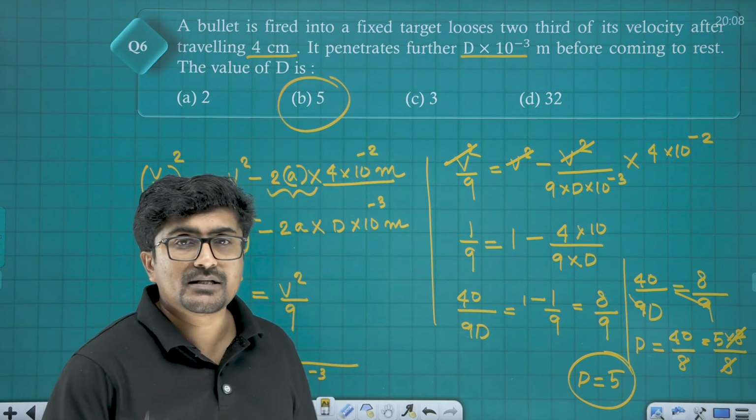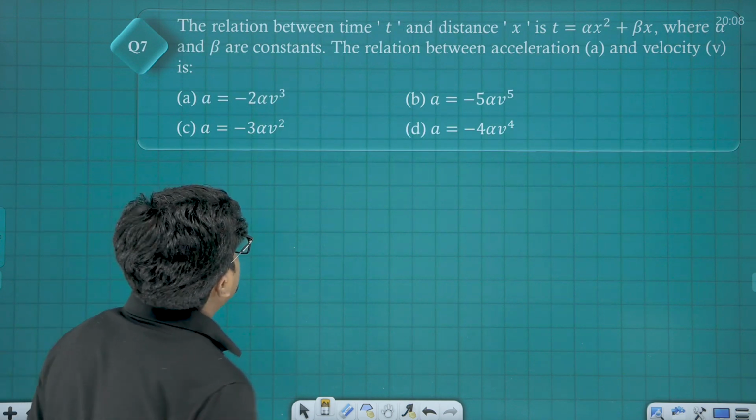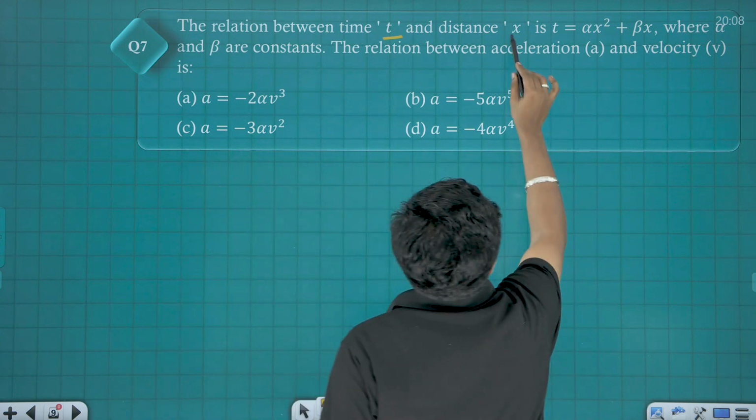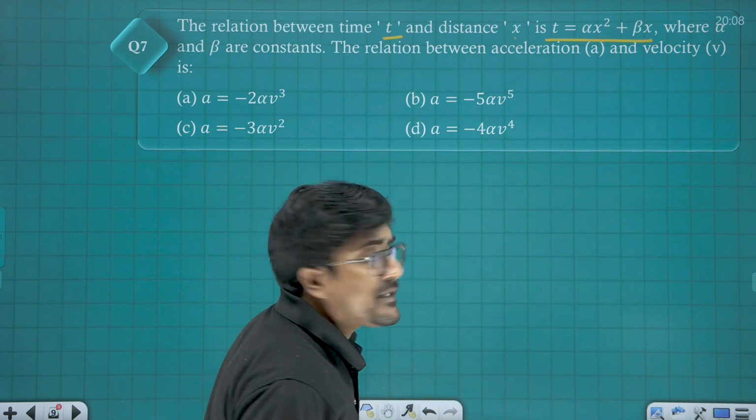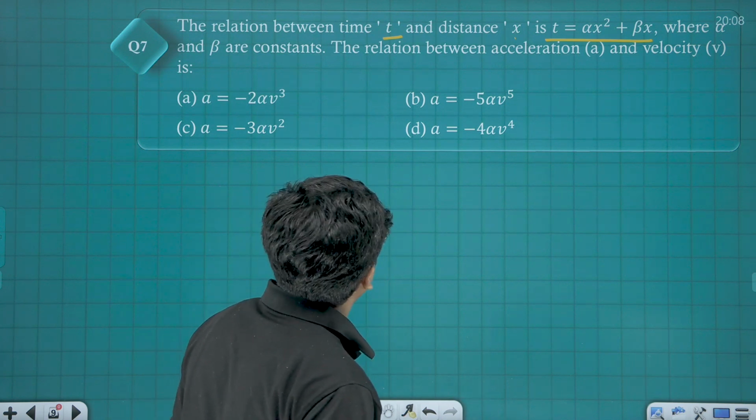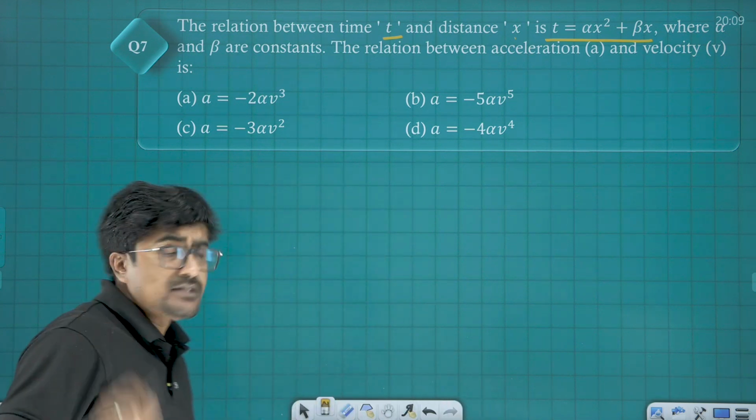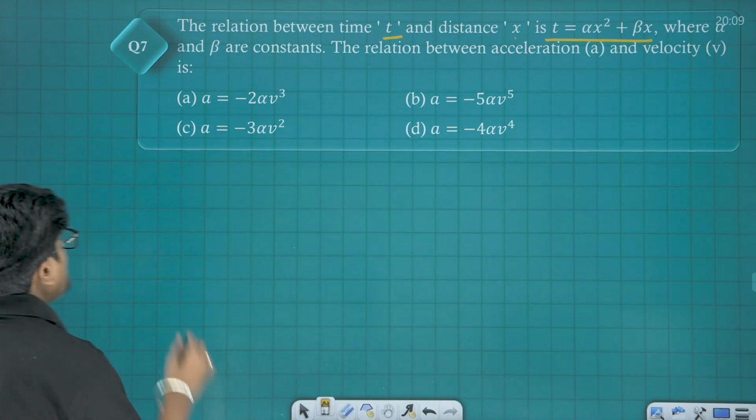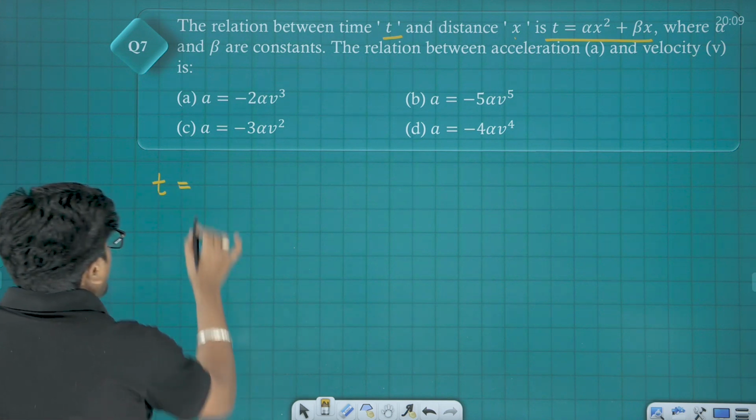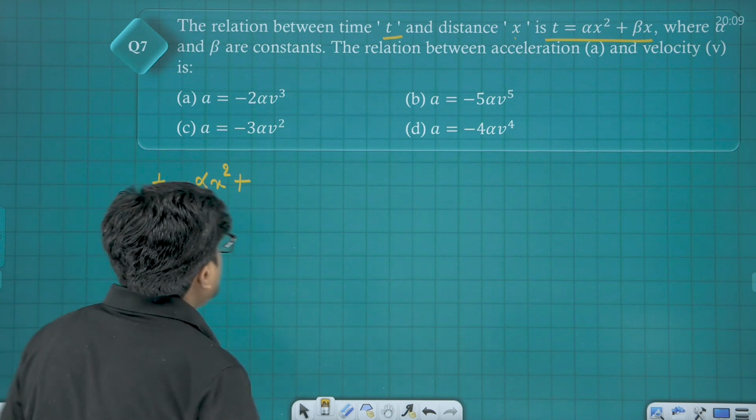Next is question number 7. Question number 7 says the relation between time t and distance x is given as t equal to alpha x square plus beta x, where alpha and beta are constants. Then the relation between acceleration a and velocity v is, that's the question. Alright, so the relation is given as t is equal to alpha x square plus beta x.